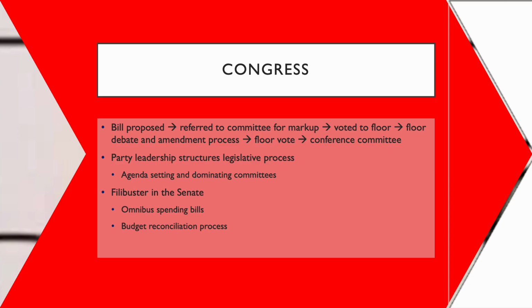Most bills die in committee. Way more bills get proposed than ever make it to a floor vote. You can get a bill out of committee through a discharge petition. And then ultimately you're going to have a floor debate, with the possibility for more amendment depending on the particular rules adopted for that debate. Then you'll have a full floor vote. And if there are differences between the bill passed by the House and the Senate, it's going to go to a conference committee. Now, party leadership structures the legislative process, right?